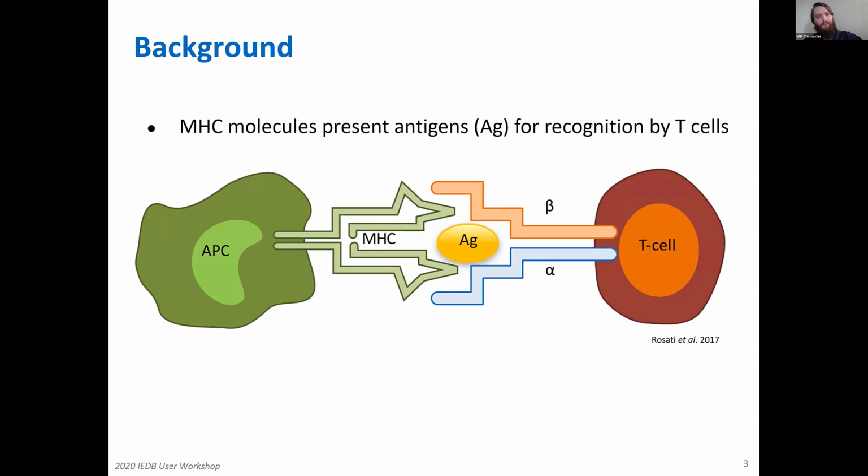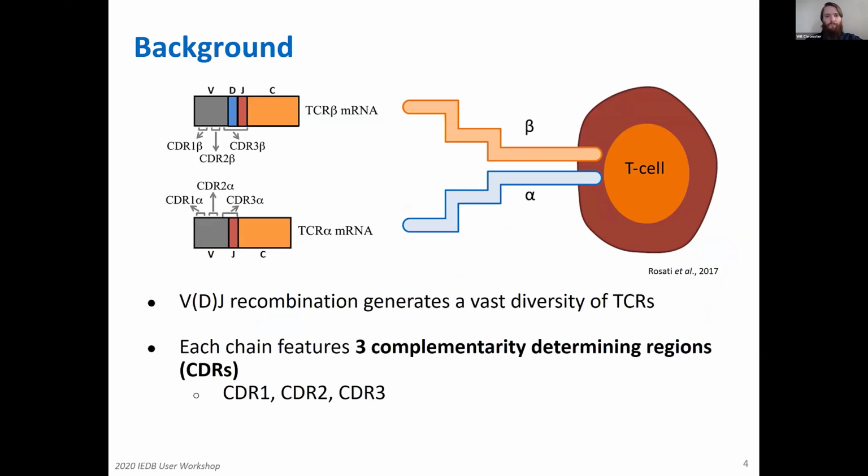I'll start with some background. So we've already covered a lot of this before, and many of you are already well aware of it, but we know that MHC molecules present antigens that are recognized by T cells, specifically T cell receptors. And this is what we chose to focus on. In particular, we chose to focus on the interaction of the TCR and the antigen or epitope for the purposes of this tool.